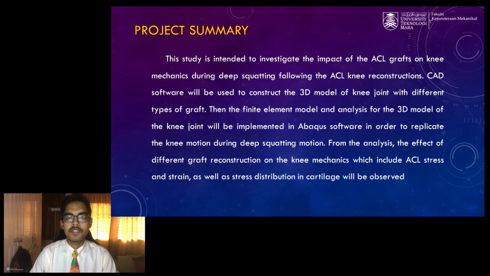Project summary. This study is intended to investigate the impact of the ACL graft on knee mechanics during deep squatting following the ACL knee reconstruction. Software will be used to construct the 3D model of the knee joint with different types of graft. Then, the finite element model and analysis for the 3D model of the knee joint will be implemented in Abaqus software in order to replicate the knee motion during deep squatting motion. From the analysis, the effect of different graft reconstruction on the knee mechanics, which includes ACL stress and strain as well as stress distribution in cartilage, will be observed.